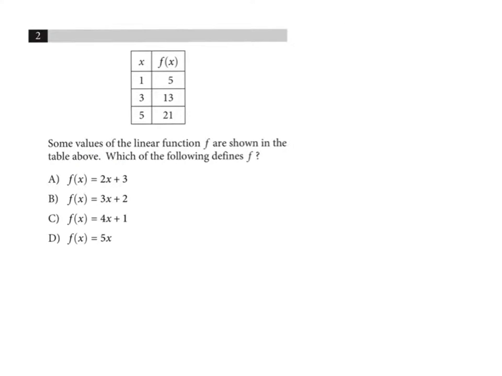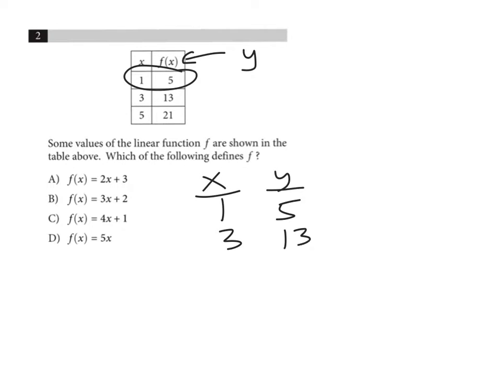Problem 2, some values of a linear function f are shown in the table above. Which of the following defines f? Basically, f of x is just a way of writing y in what we call function notation. So here they tell you when x is equal to 1, f of x, or y, is equal to 5. When x is equal to 3, y is 13. So basically, if you can just think about function notation as x's and y's, we're just going to try to figure out which of the 4 equations models those points.